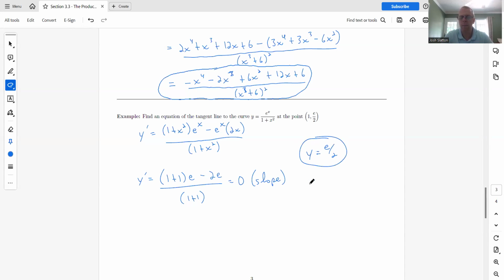So normally you would do the point slope form. But if the slope is 0, then that side is just 0. So we have y minus e over 2, or y equals e over 2. Okay.